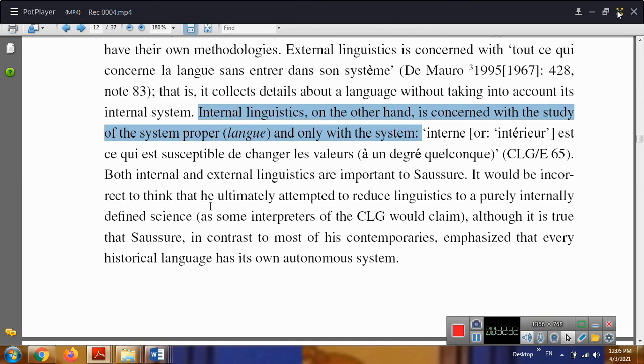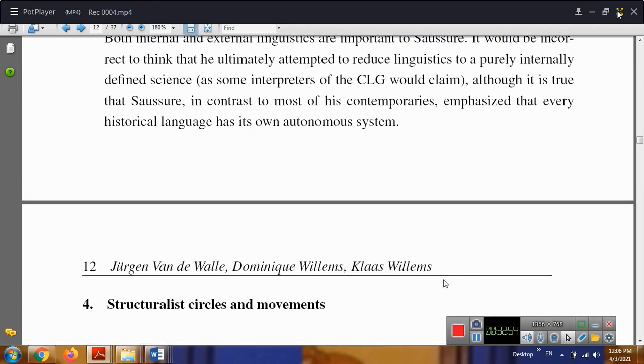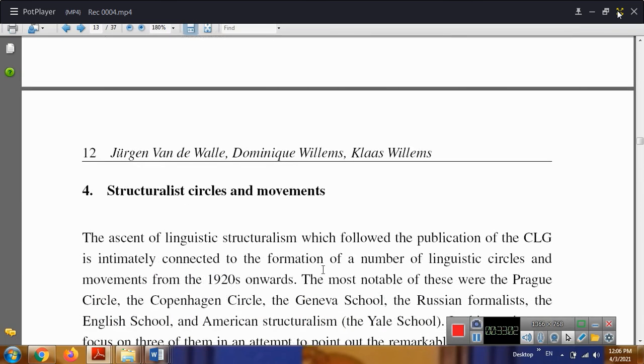It would be correct to think that he ultimately attempted to reduce linguistics to a purely internally defined science. Although it is true that Saussure, in contrast to most of his contemporaries, emphasized that every historical language has its own autonomous system. Okay, dear student, I told you about another concept of Saussure.